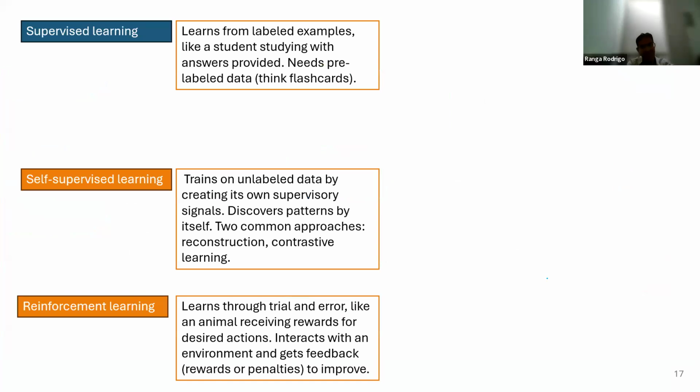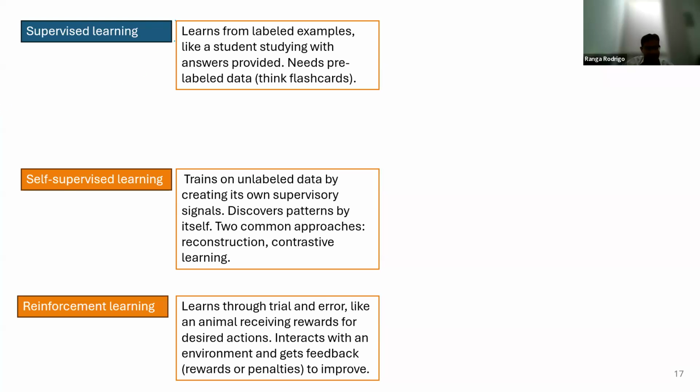Now in this area, there are different paradigms of learning: supervised learning, self-supervised learning, and reinforcement learning. These three we will study. There are many other things like weakly supervised learning and so on, but these three we'll briefly study. In supervised learning, we learn from labeled examples, like a student studying with answers provided. It needs pre-labeled data, like flashcards.